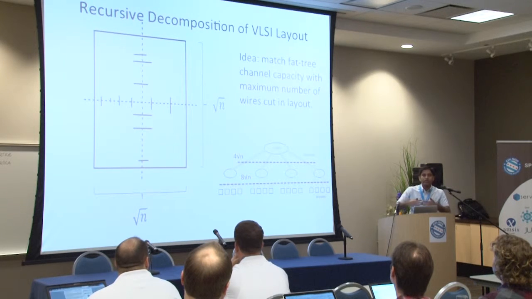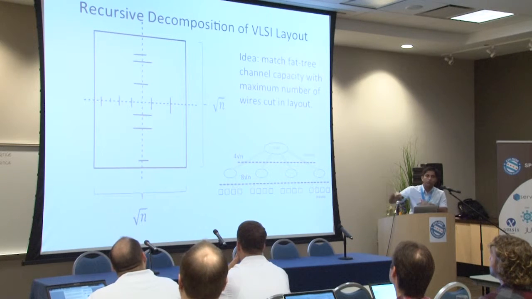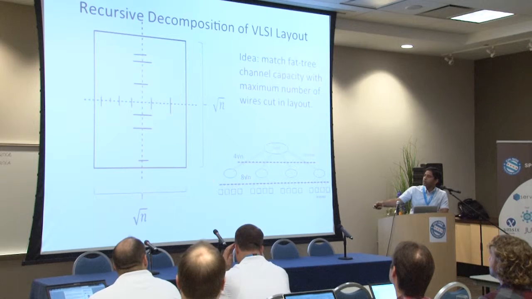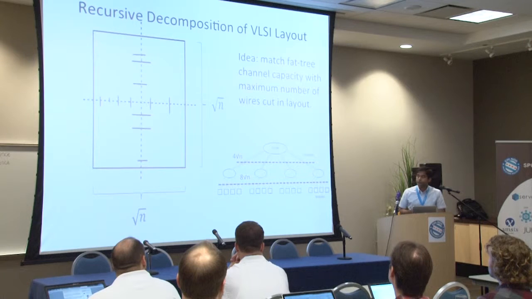And you repeat this process recursively in each quadrant. So again, you go down into this quadrant, divide it into 4 quadrants, do the same thing. And what you realize is once you go one level down, the total capacity is 8 square root n going out from that layer to the children. And so the capacity actually doubles every layer.